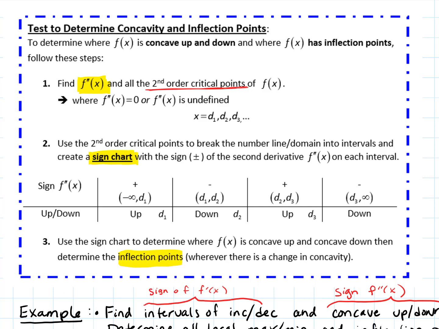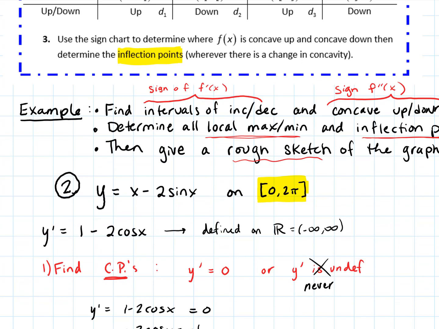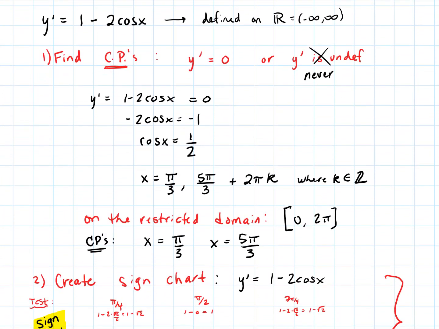and then use that sign chart after we have it and know where the second derivative is changing from concave up to concave down, changing sign, which is creating a change in concavity in the function, then we'll know where the inflection points are. So it's a real similar process to what we just did, but because we're using the second derivative, it's giving us information about concavity of the function and where the inflection points, the changes in concavity, are on the function. So let's go ahead and do that.